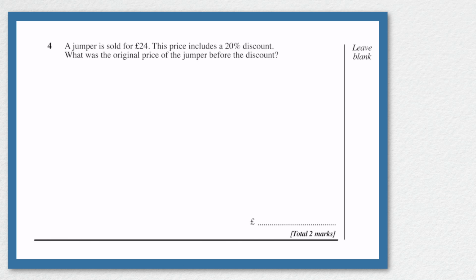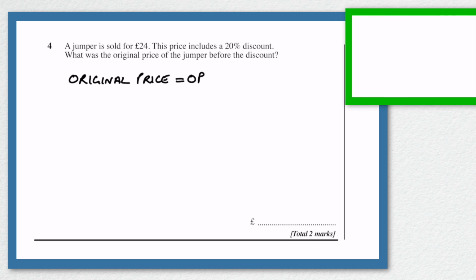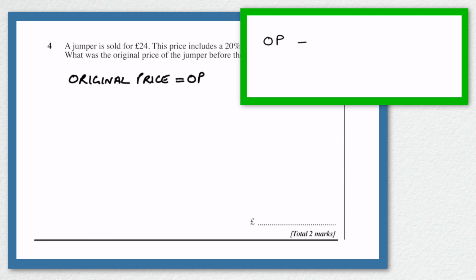So we need to find the original price of the jumper. This requires a bit of thinking. But here's what's going on in my head. So we have the original price of the jumper, which we don't know. Let's call it OP for original price. But we don't know what this price is. If I subtract 20% of the original price from the original price, we have the answer £24. Well, this would mean that the £24 is 80% of the original price of the jumper, because we took 20% away from the original price.